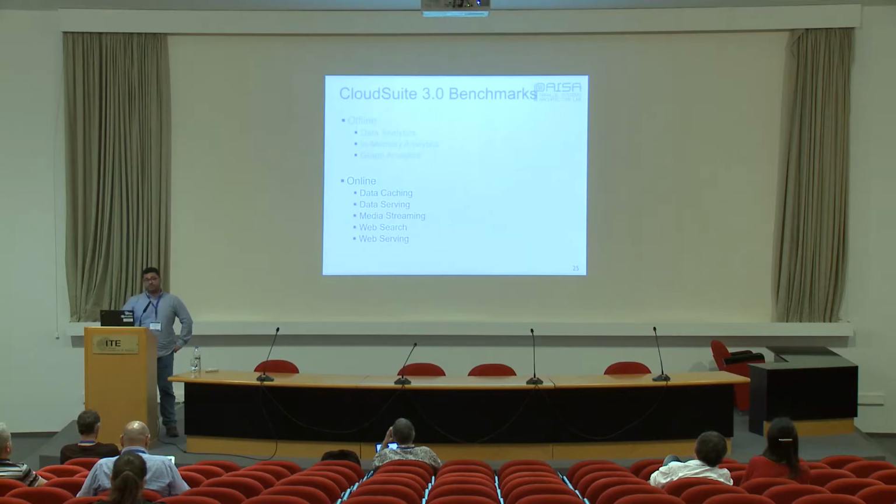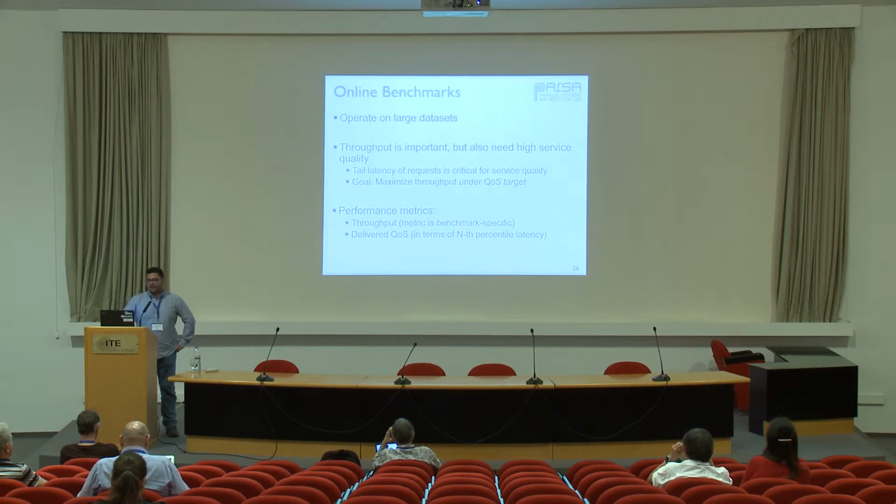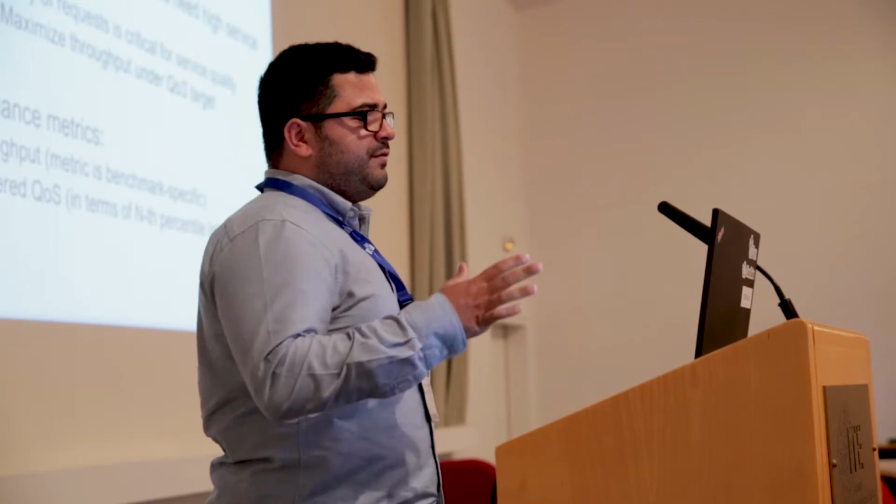Whereas moving on to online benchmarks, this is where you have a user waiting for the server. We're starting with data caching. We operate on a large data set, so throughput is important. Latency, and especially tail latency, is really important here. The target is to achieve a QoS, quality of service. The QoS differs based on the benchmark, but basically we want to focus on latency here.